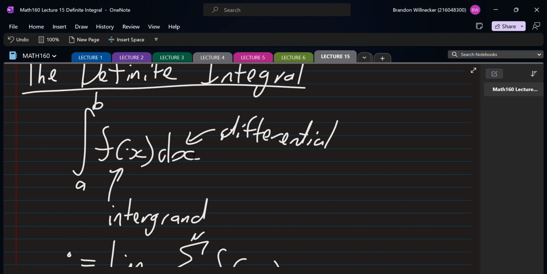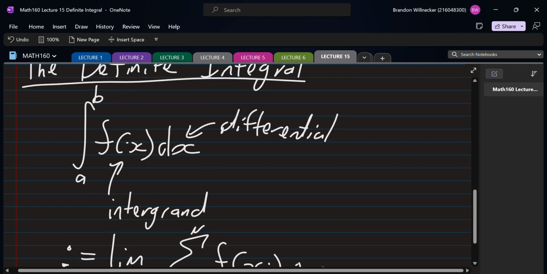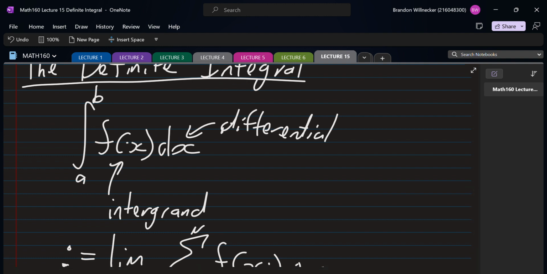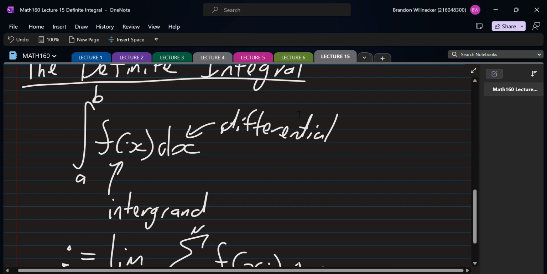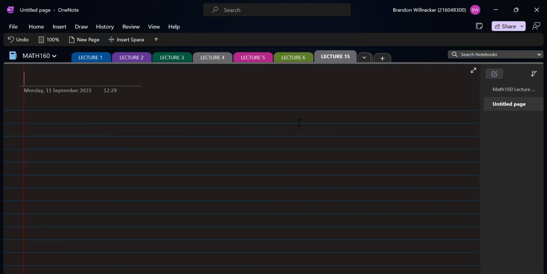Okay, let's have a look at some more examples, but instead of looking at it in terms of areas, we're going to look at it in terms of these definite integrals. You can draw the picture, you can think of it in terms of areas, but for now we're going to start to move away from that. Okay, so some examples.